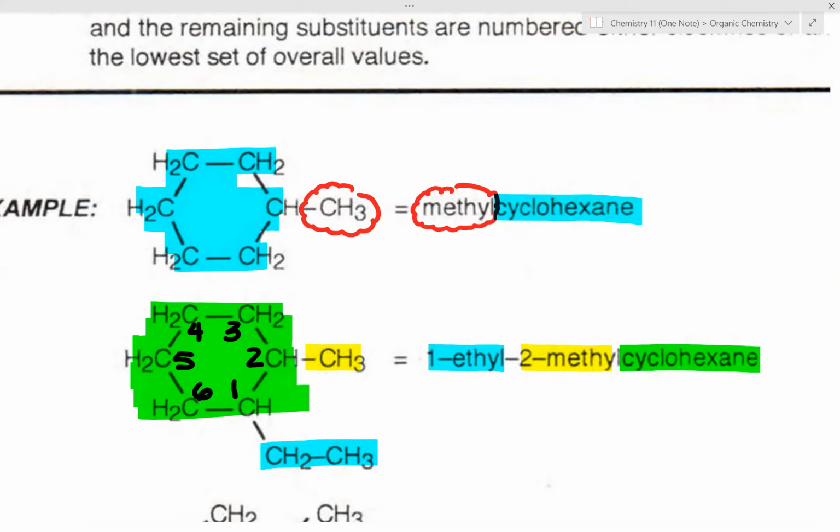Now, the question I have is, why did they not go in this direction? Why didn't they put this as 1 and go to 2, 3, 4, 5, 6? Why didn't they start at the very right carbon and go 1, 2, 3, 4, 5, 6? Why did they choose the bottom right carbon? Both give you the smaller numbers. But why did they choose that?